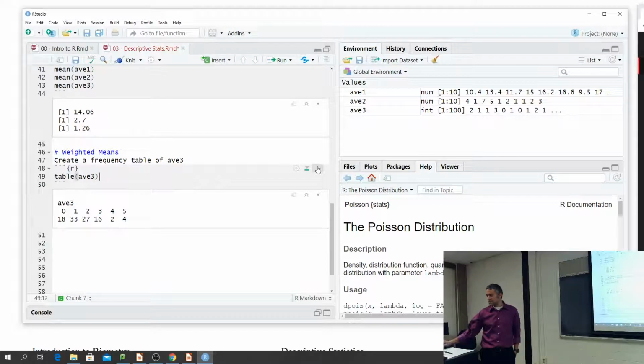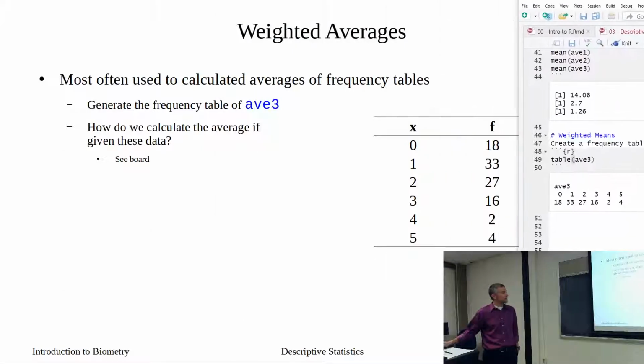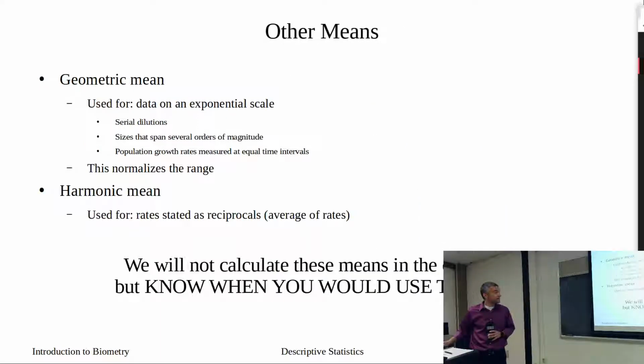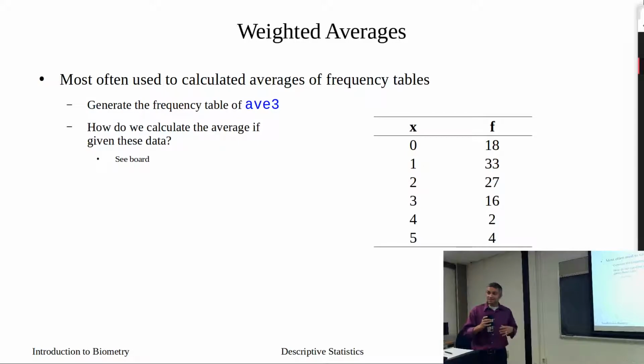Does this match what was in the PowerPoint? Hopefully. 18, 33, 27, 16, 2, and 4. Yep, okay. So you made it. That was just a quick check. All right, so how do we do our weighted average? It can be done in R, or we could do it by hand. What I'm going to show you is how to do it by hand, and then we're going to see how that applies in R.